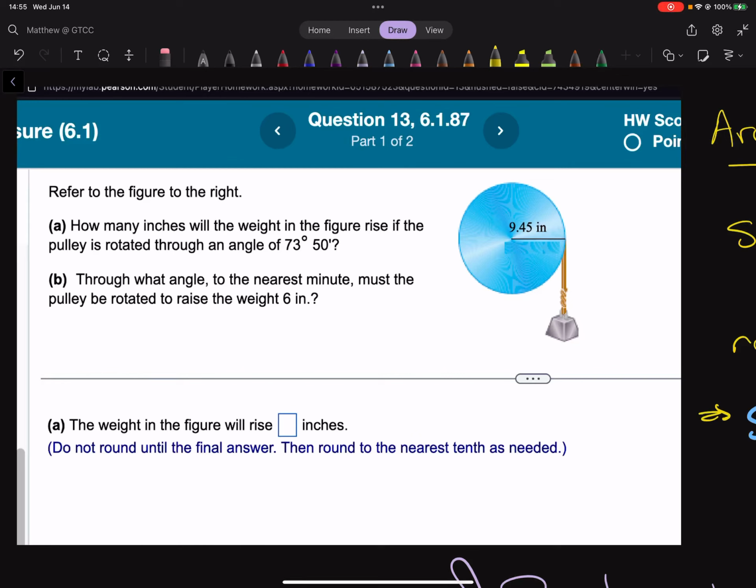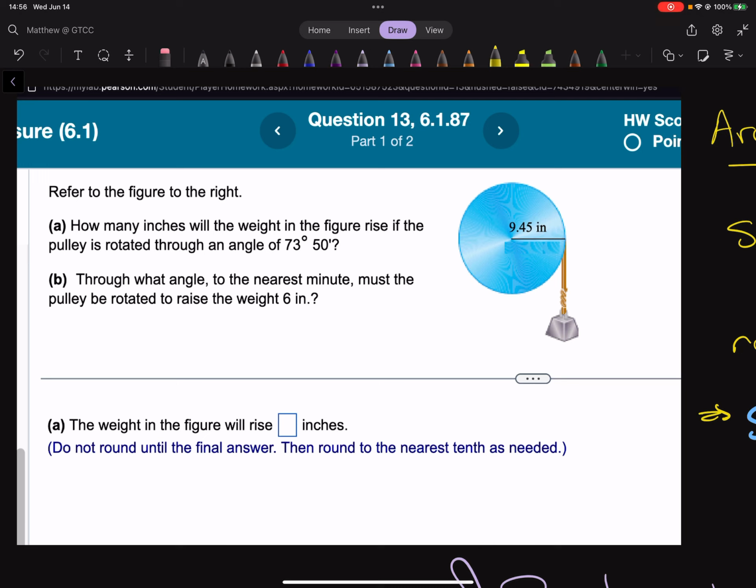Hello, everyone. I got a question from a fellow student in one of our 172 communities. She was asking about number 13 on homework 6.1. And this deals with radian measure and arc length.